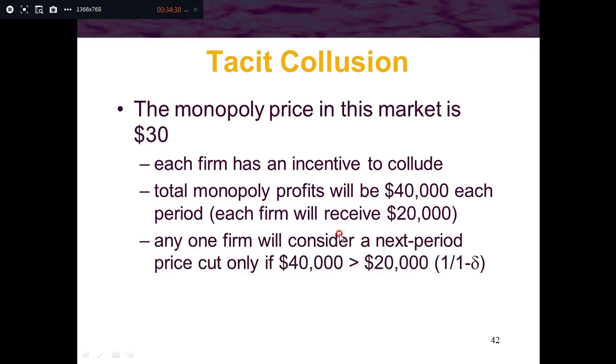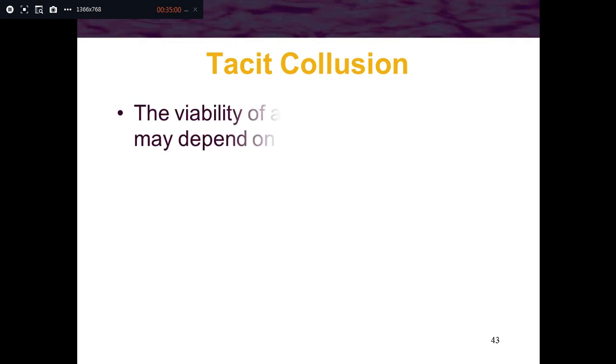So any one firm will consider a price cut only if 40,000 is greater than 20,000 times 1 over 1 minus gamma. Gamma will have to be fairly high for this to occur. Sorry, gamma, not alpha. So the viability of the trigger price strategy may depend on the number of firms.